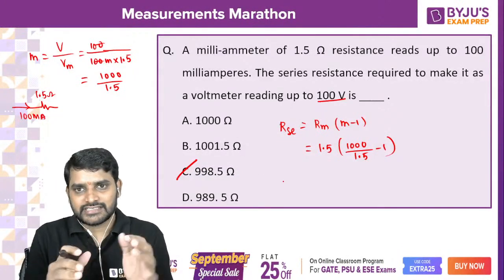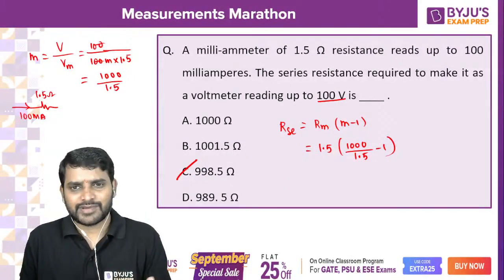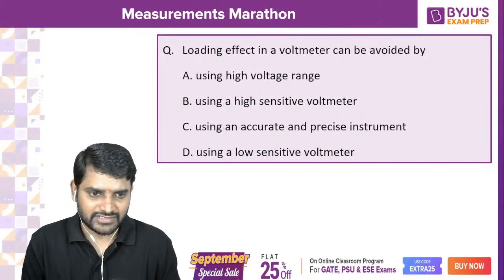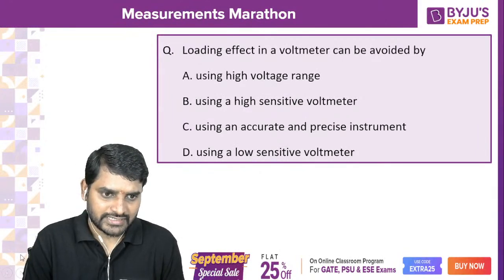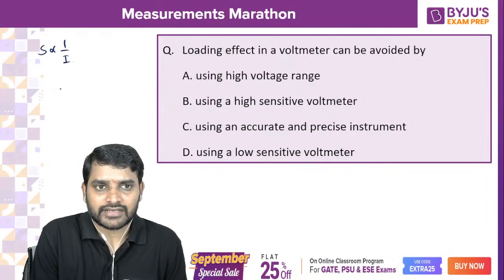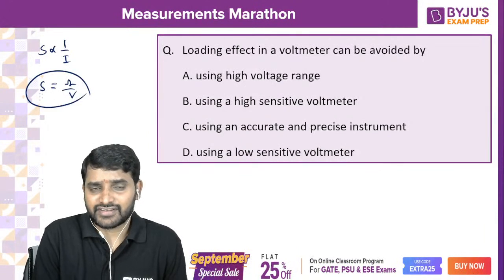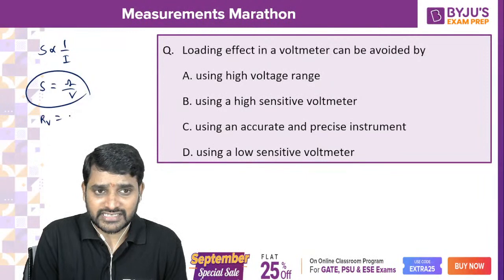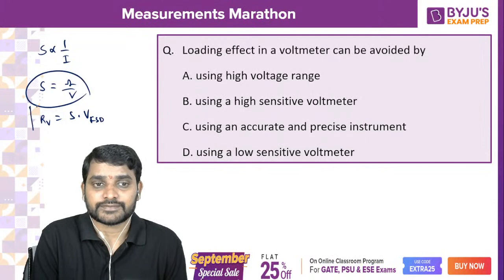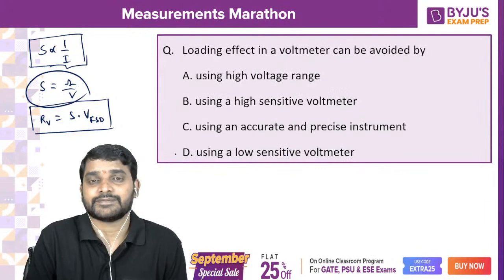All right. So this is one question on Rsc, one question on Rsh, and one question on deflection torque. Sometimes other kinds of questions you can also expect, like this one, that is loading effect based on sensitivity. So this is a very important formula. Sensitivity is inversely proportional to current. Sensitivity units are ohm per volt. From the sensitivity you can calculate the voltmeter resistance, that is sensitivity into voltage, VFSD, the full scale value of the voltmeter. Remember, this is one more important formula you need to remember.